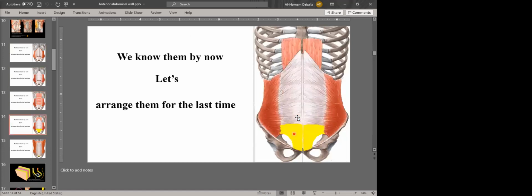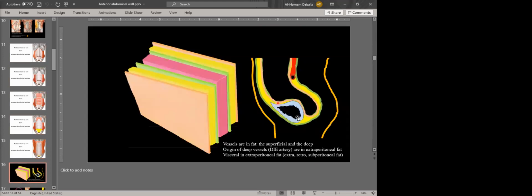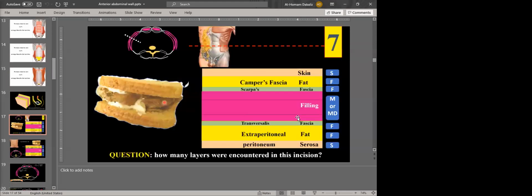Anyways, now that we built the muscles, we can go to the next step, which is one of the main parts that you need to know in this lecture. This part talks about the layers of your abdomen. This is one of the easiest parts when it comes to questions. You will commonly be asked, what are the layers if you cut through this area of the abdomen?